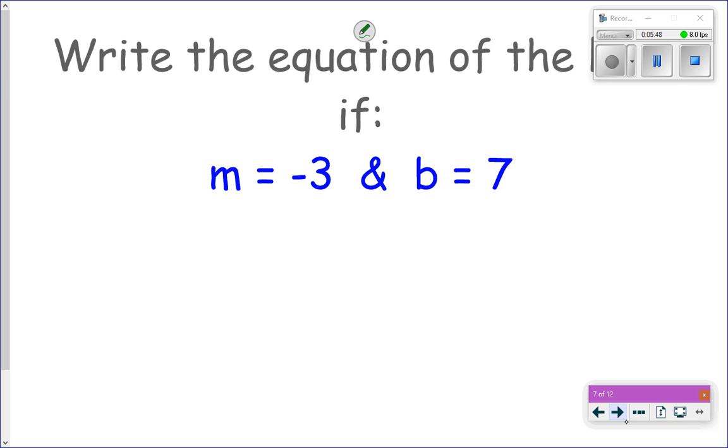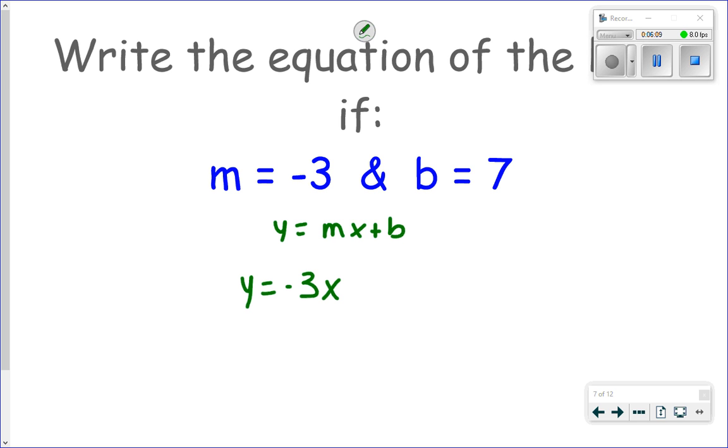So this is how the directions are going to look for this. It says write the equation of the line, and it gives you m equals -3 and b equals 7. So slope-intercept form, y equals mx plus b. Okay, all it wants us to do is plug in. So I've got y equals, my m value is -3, bring down the x, it's always there, and then my b value is 7, so it's going to be plus 7. That's my answer. Y equals -3x plus 7.